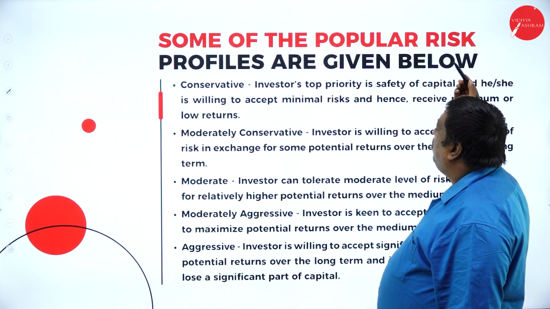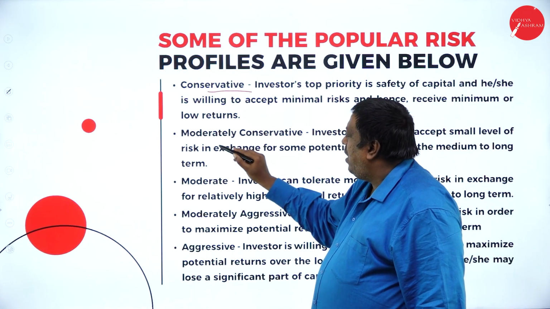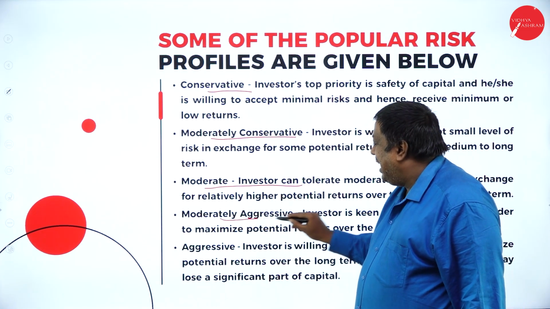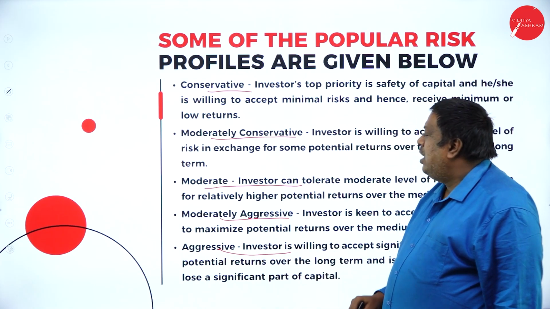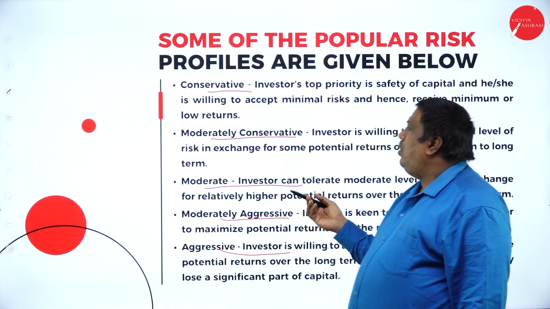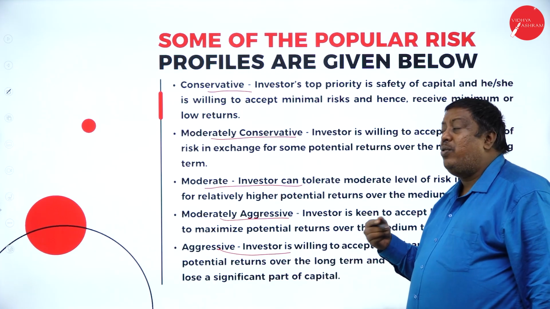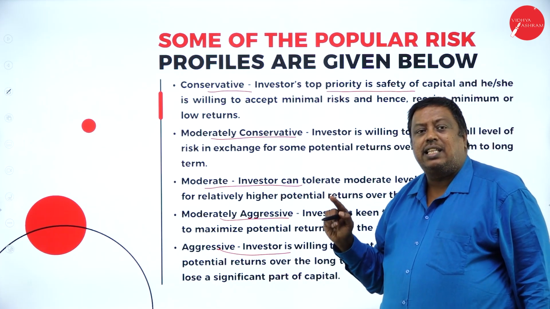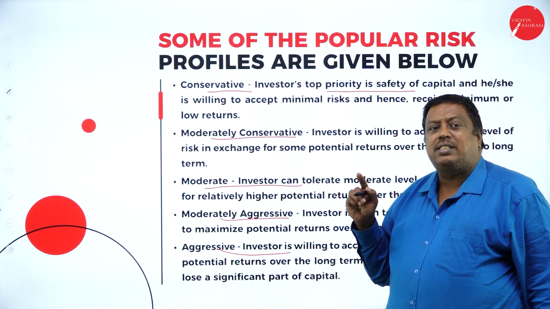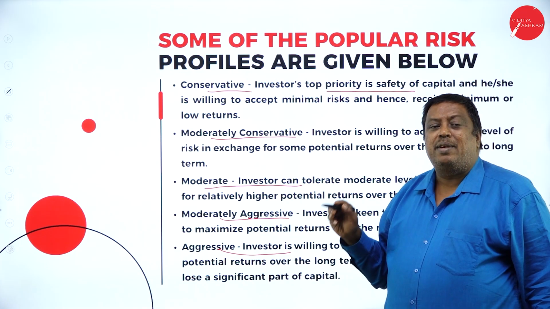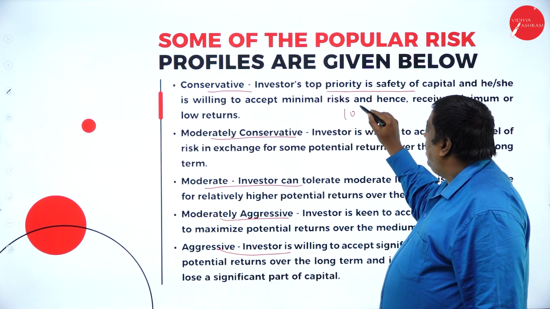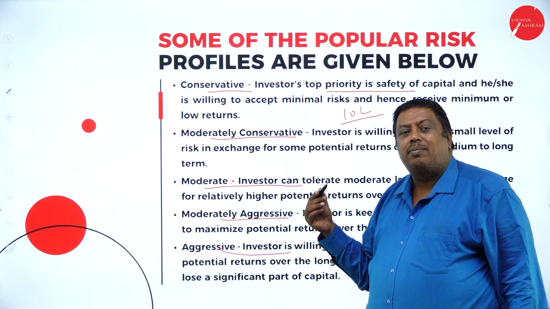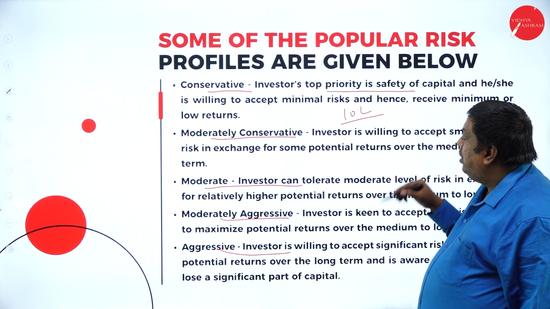Some of the popular risk profiles we have here: conservative, moderately conservative, moderate, moderately aggressive and aggressive investors. So we have certain points here on how the risks are there and how we are going to accept them. For the conservative investor, the top priority is safety. Always I see that my investment should be safeguarded. It should not decline. It means if I invested 10 lakhs, the entire 10 lakhs I have to get back at the time of withdrawing the amount. So that is the major thing.